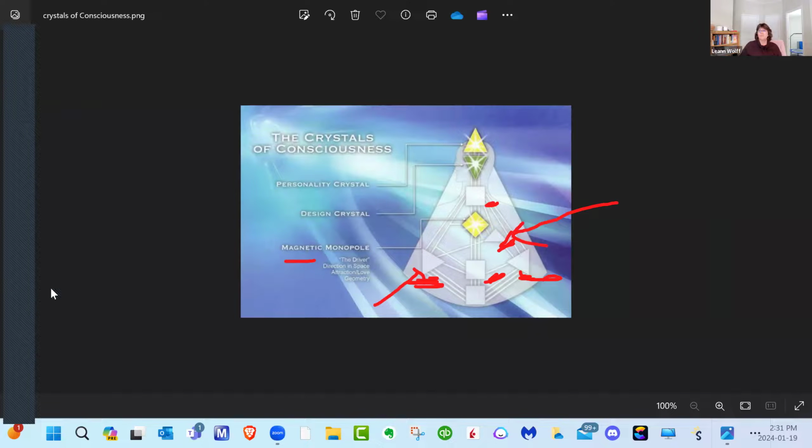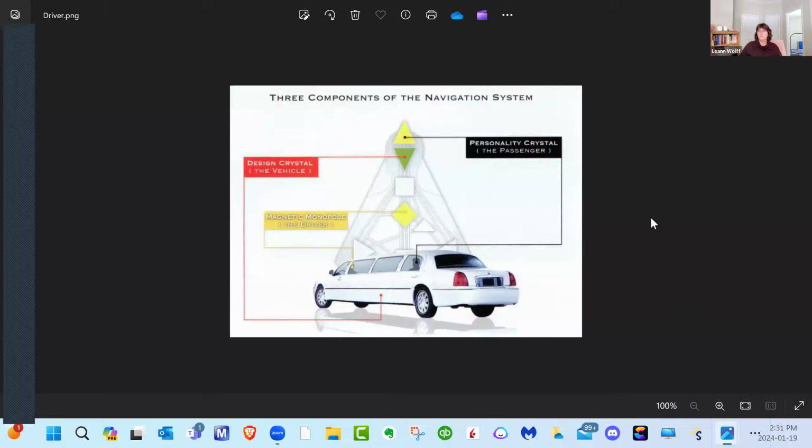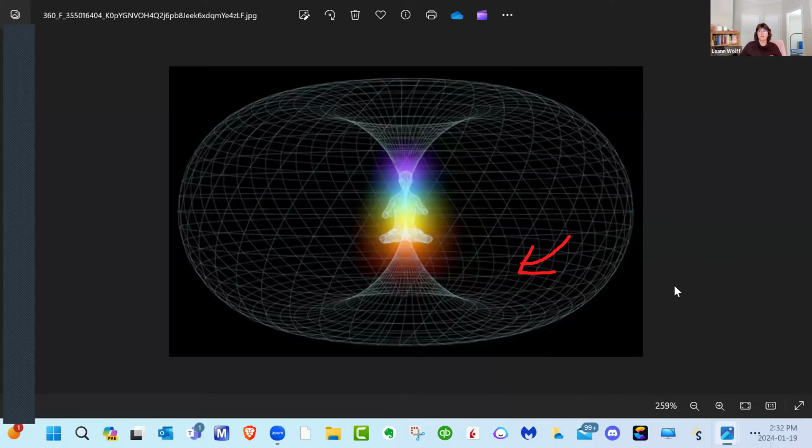Okay. So now if we were to take a look at the passenger, it's watching. It's designed to watch the driver navigate. It's designed to just go, oh, here's the vehicle, here's the vessel. I'm just gonna hang out and I'm just gonna watch this whole thing happen.